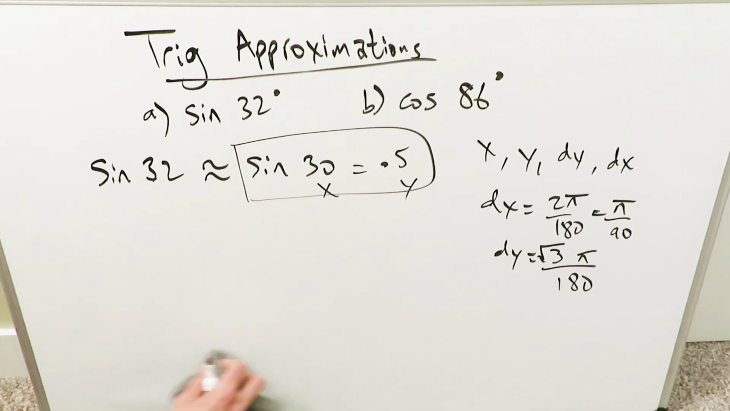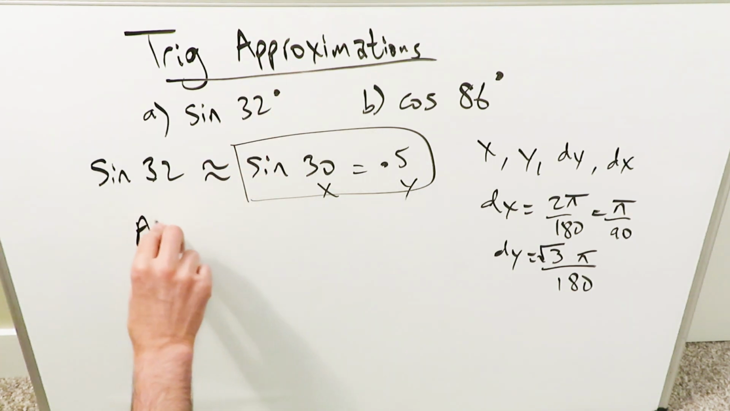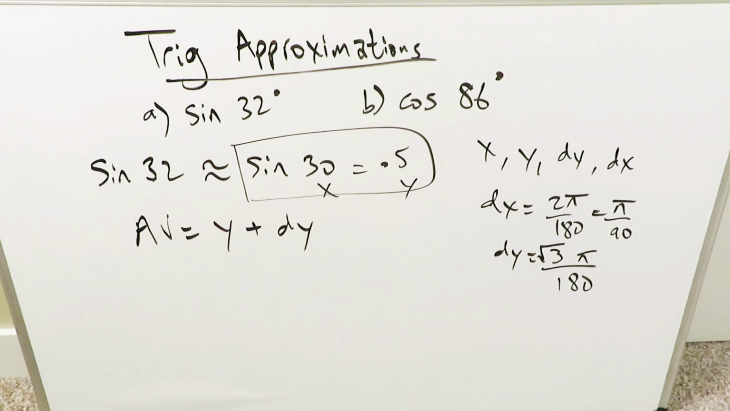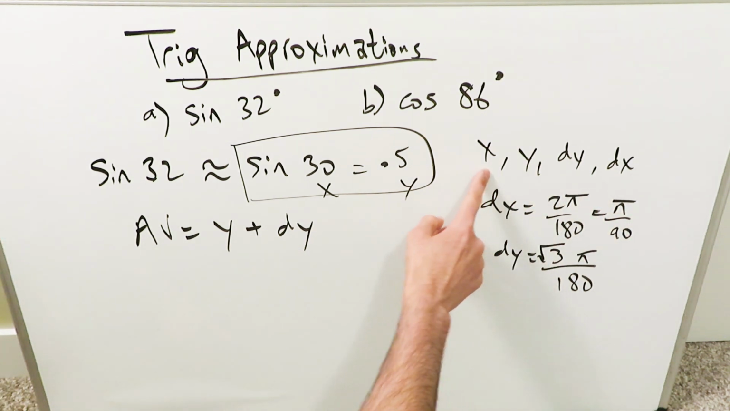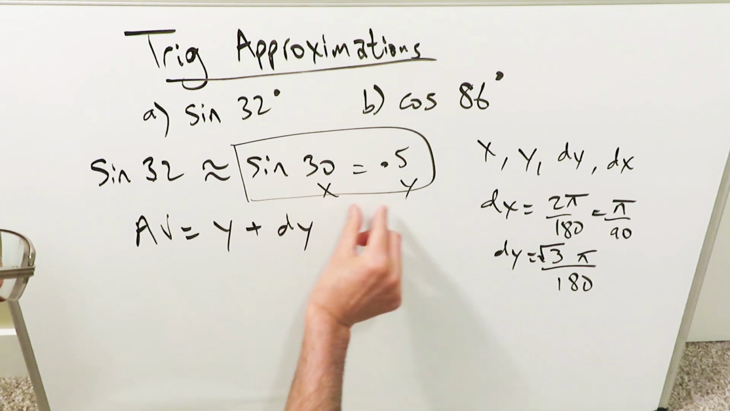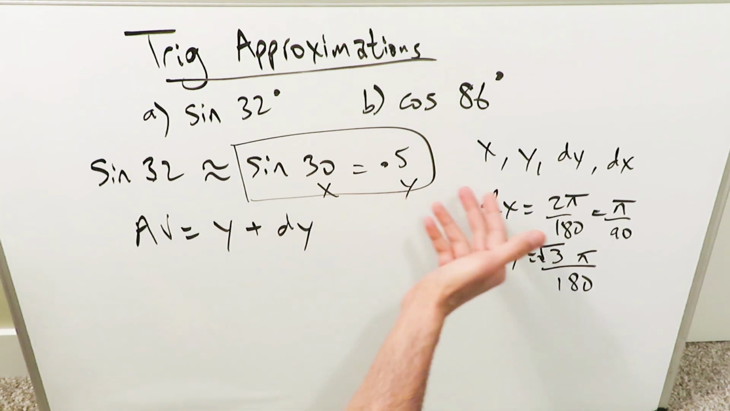How do you determine your approximated value? It's a formula. The approximated value using derivatives is always y plus dy, and you have these values x, y, dy, dx. As a quick rehash, you have 4 items you need to determine. X is your known input, y is your known output. I have a known function sine 30, it has a known output 0.5. That's my x and y.